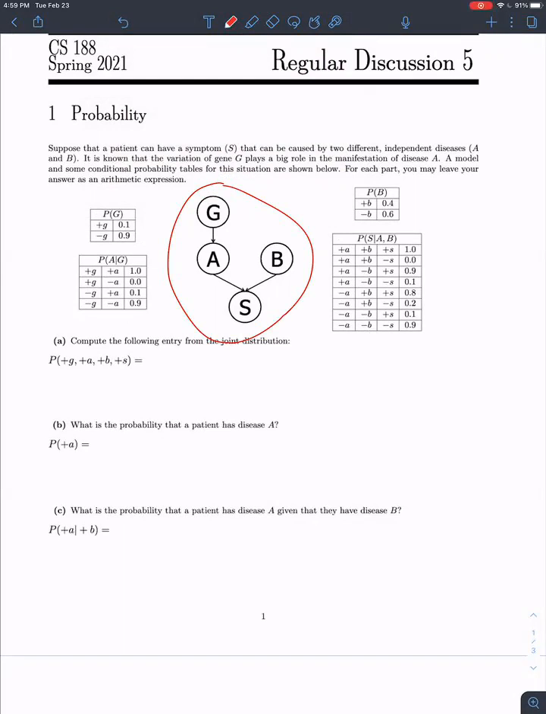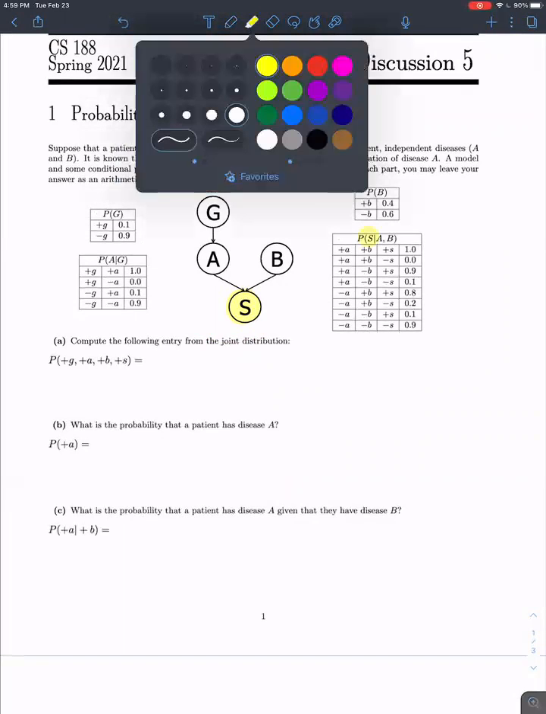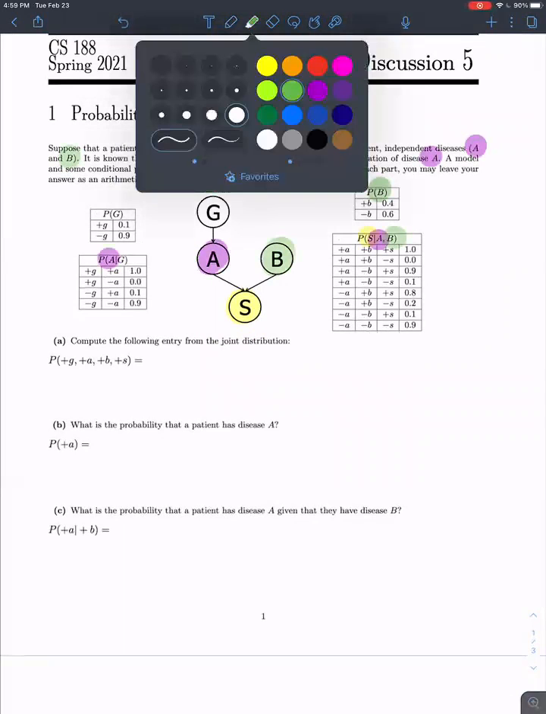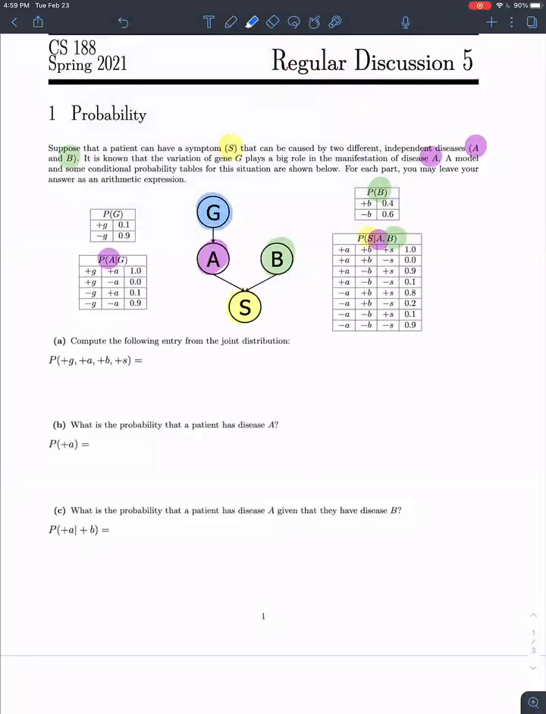So a patient can have a symptom S. Let's highlight S, which can be caused by two different independent diseases, A and B. Let's color those in too. A is here and here and here, and B can be green, which is this node, and here and here. And there's the variation of a gene G, which plays a big role in the manifestation of disease A. So G can be blue. It's this one. I've got a table for it here.